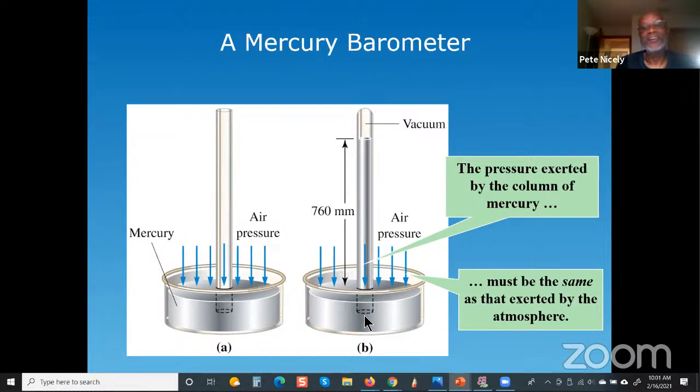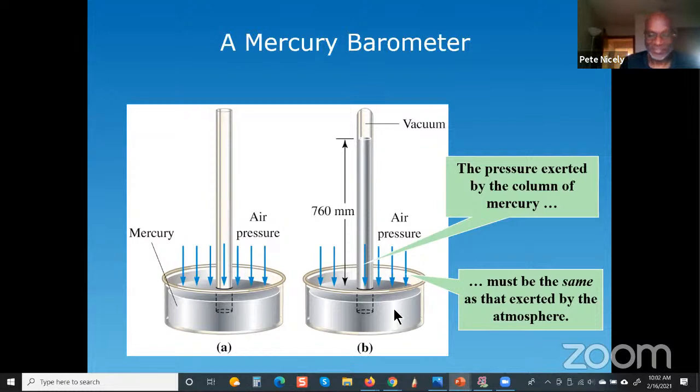Now in the case of the other setup right here, let me just explain how this is set up. So basically what you have here is your mercury in the trough. And then before you submerge this tube inside the mercury here, you would completely fill this tube with mercury, right? Make sure it's all full. And then you invert it such that the mouth is submerged under the surface of the mercury in the trough, right? And then you leave it to stand for a while.